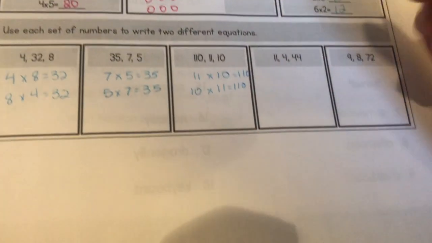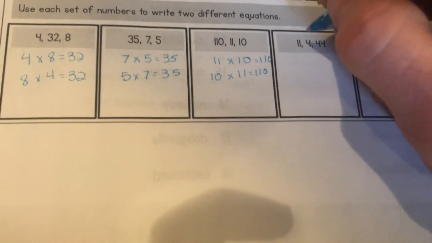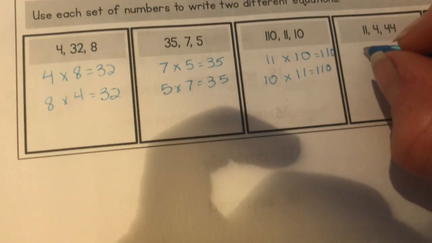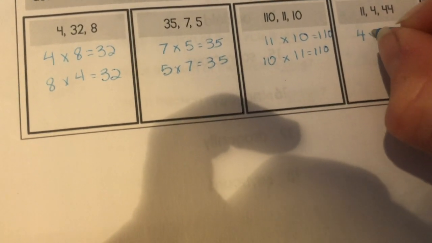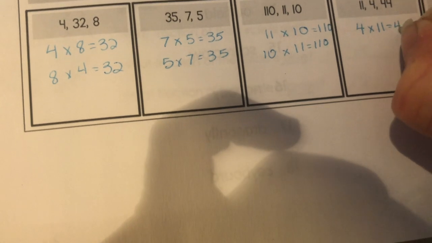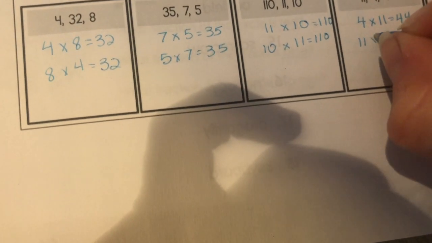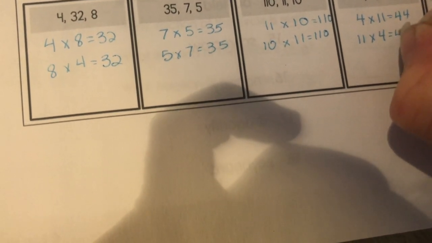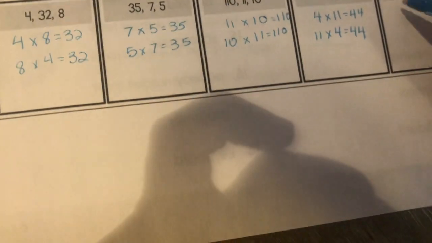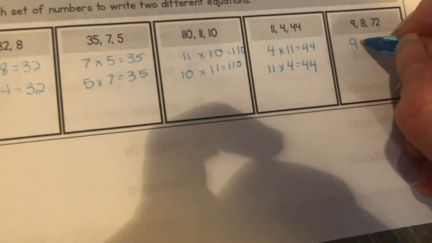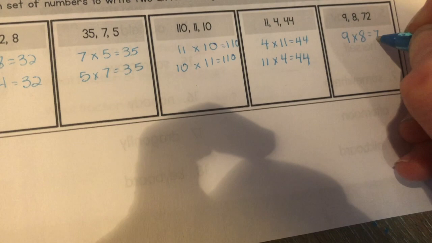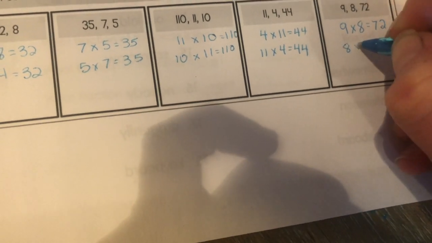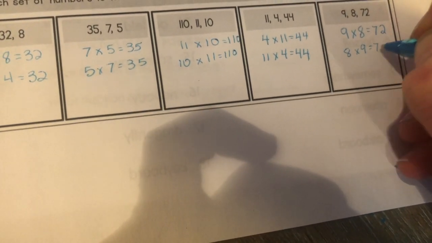So you're seeing here that it doesn't matter which order you do it, the answers, the product remains the same. 4 times 11 equals 44. 11 times 4 equals 44. Okay, 9 times 8 is 72. 8 times 9 is 72. All right, so that's our math for today.